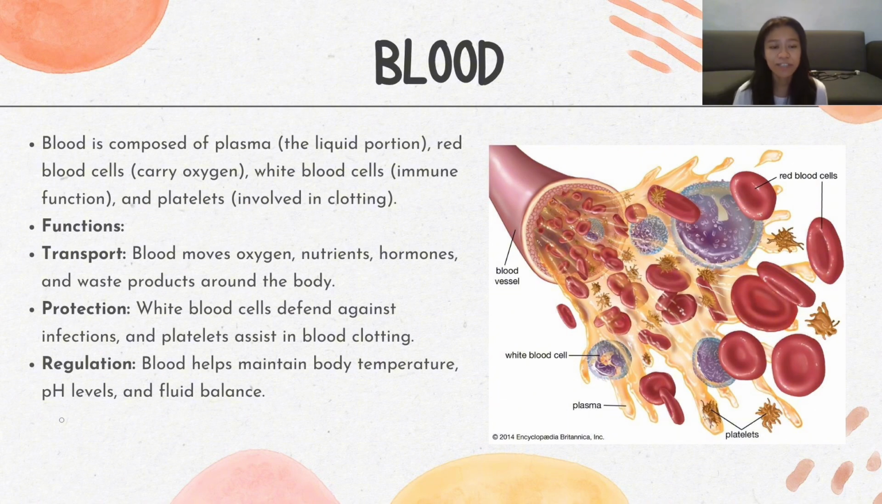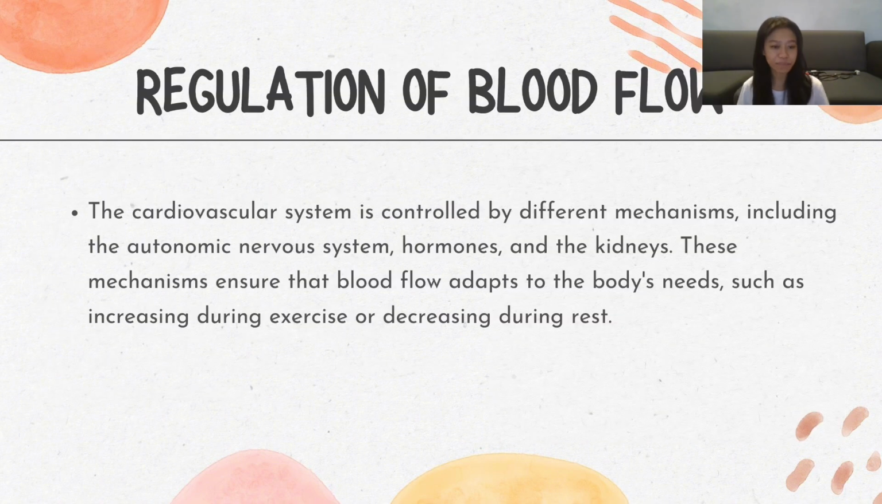So composition, blood is composed of the plasma, the liquid portion, and then red blood cells, which carry oxygen, white blood cells, which are responsible for our immune function, and then the platelets, which are involved in our kanang clotting, pag-clot sa ato ang dugo. And then the function of these is, of course, blood carries oxygen, nutrients, hormones, and waste products throughout the body. And also it protects, ato ang white blood cells protect against infection, and platelets help with blood clotting. And then of course, blood helps regulate body temperature, pH levels, and fluid balance.